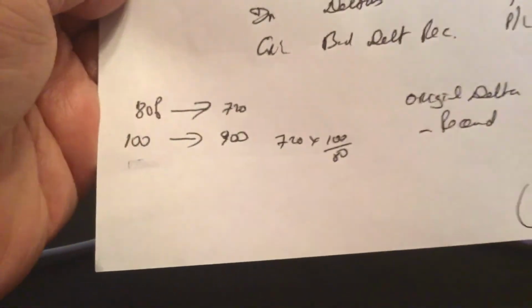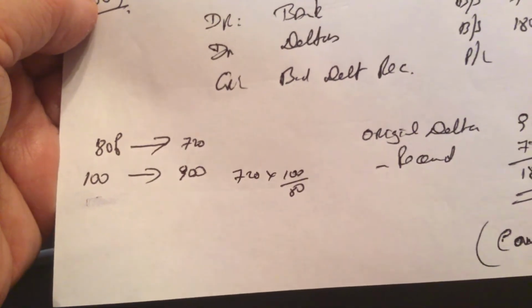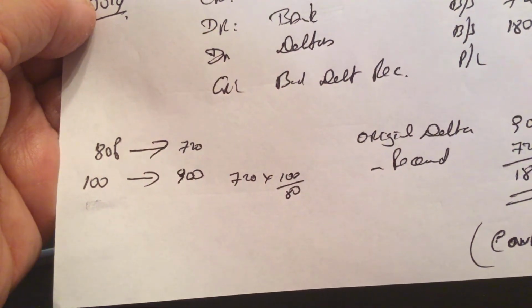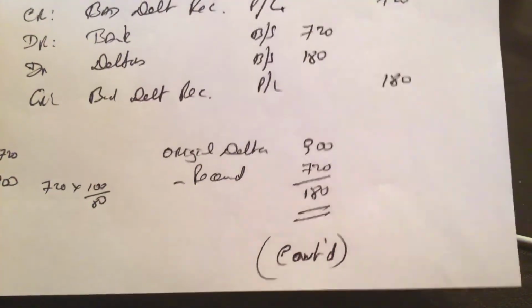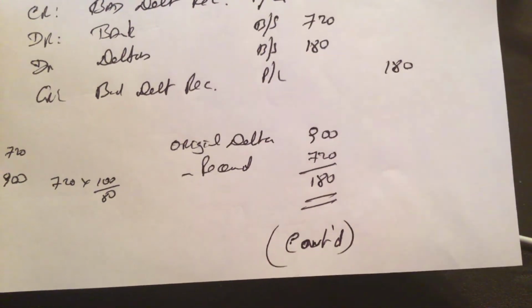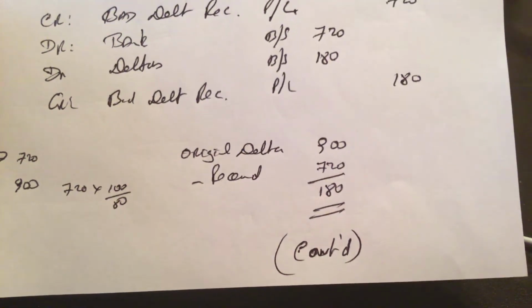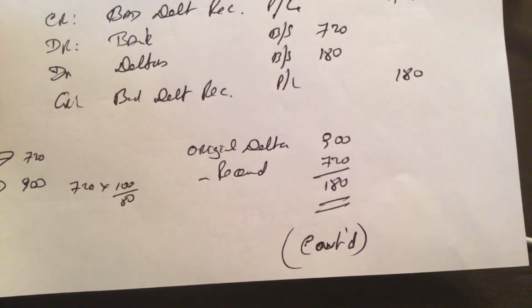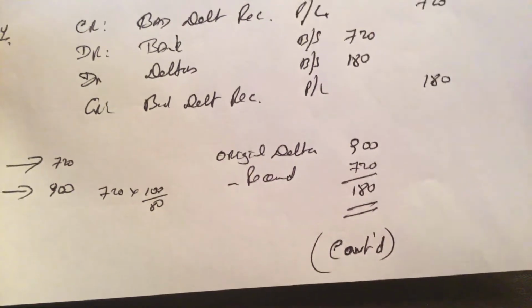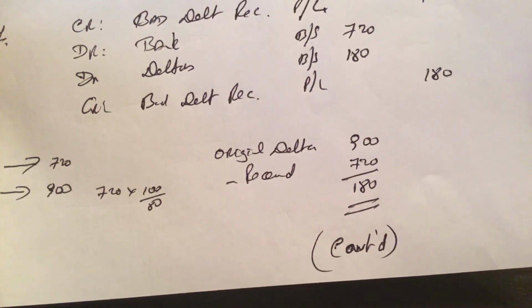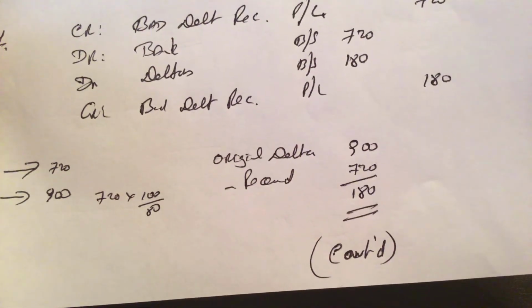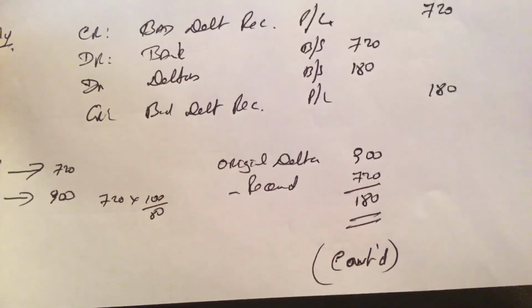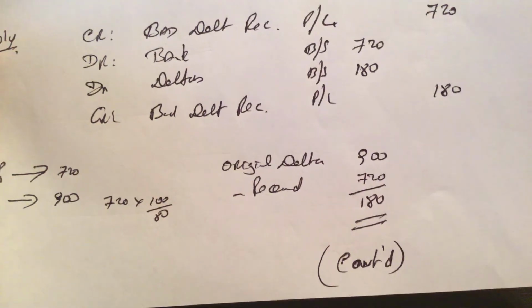So look, 80% is equal to 720. So 100% is 720 multiplied by 100 over 80, which is 900. So the original debt was 900 and we've received 720. So the debtors are going to be increased by 180 euro. So debit debtors in the balance sheet 180 euro. Credit bad debt recovered in the P&L 180 euro. Now there's another adjustment in July as well. So let's have a look at that now.